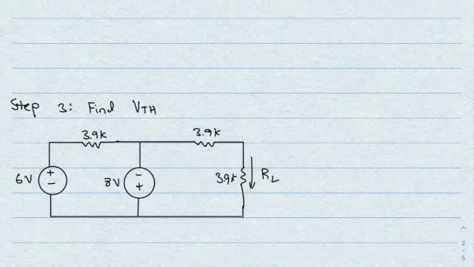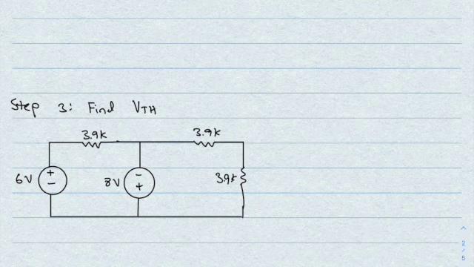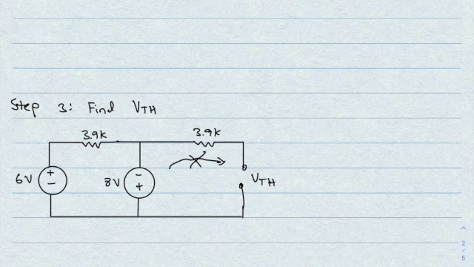Step 3, find V Thevenin. The first step for finding V Thevenin is removing the load resistor. So let's do that. All right. Let's make this an open circuit. V Thevenin. Okay. Now, since this is an open circuit, we're not going to have any current flowing through here. No current is going to flow this way because current cannot flow through an infinite resistance. It's always going to choose the path of least resistance. So it's all going to flow this way.